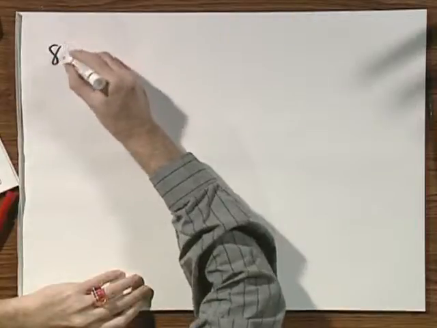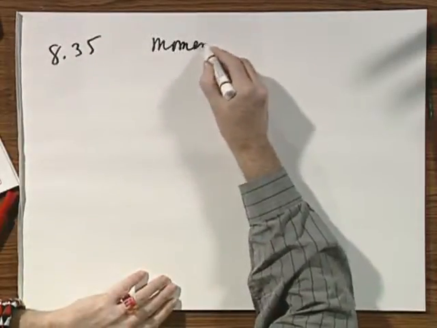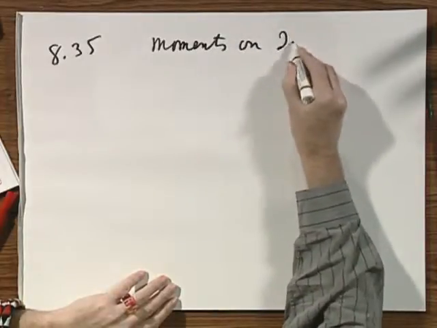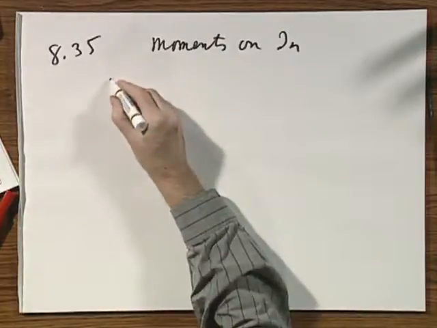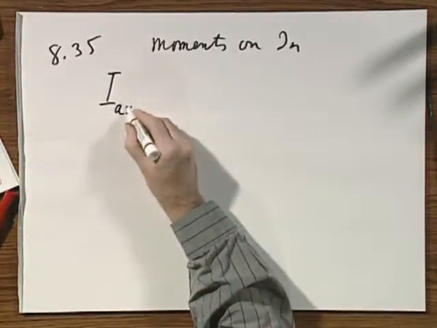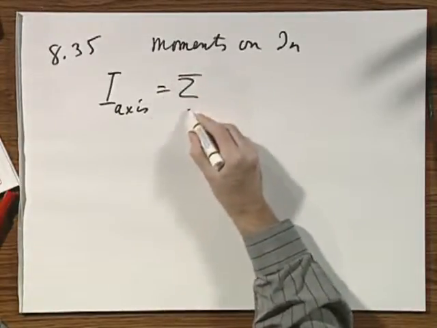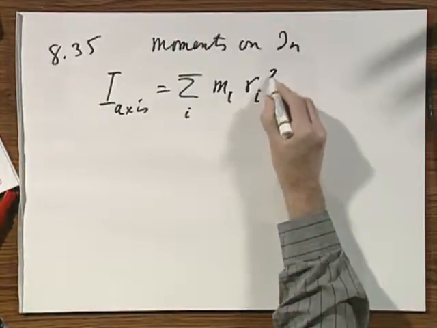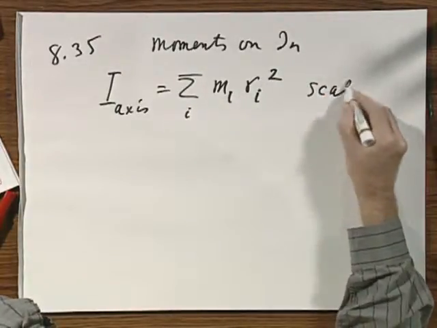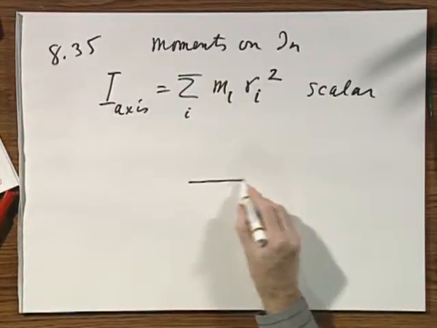So now let's go on to problem 835. In 835, we now deal with moments of inertia, which play an equally important role in rotation, and you'll see the connection between the two. I have to define an axis of rotation, and the moment of inertia about that axis of rotation is defined this way. This is a scalar, it's not a vector, and it requires a little bit of an explanation.